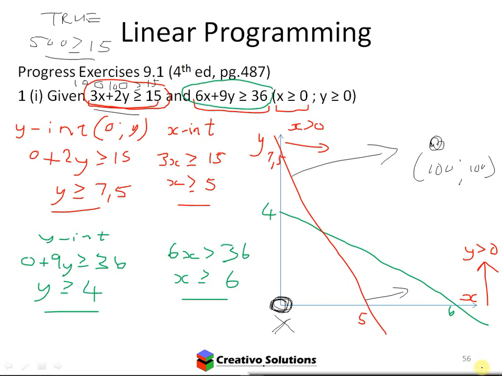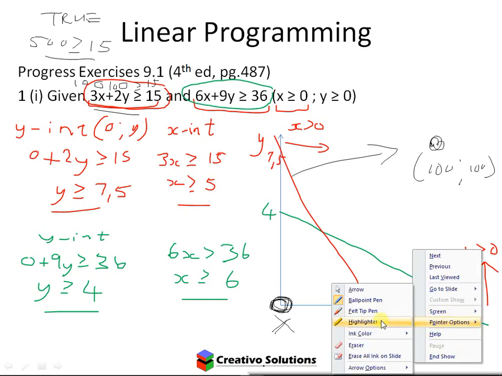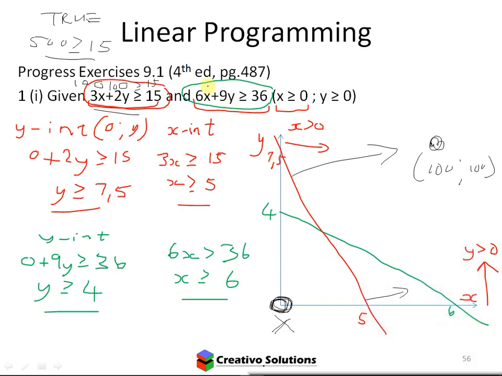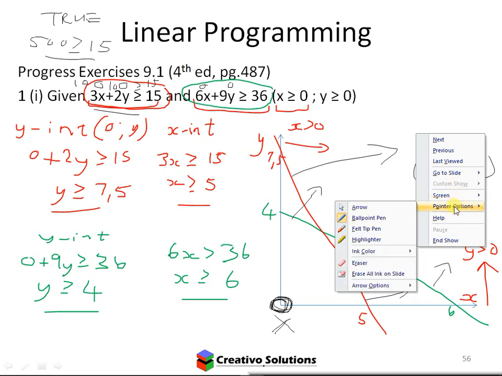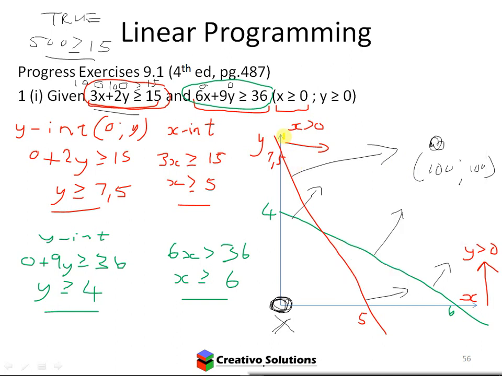Alright, so now let's look at the other line. If I put in 0 here and 0 here, what's 0 plus 0? Is 0 greater than 36? No, so I must also have amounts on that side of the green line. So where do you meet the system of inequalities? It's here.